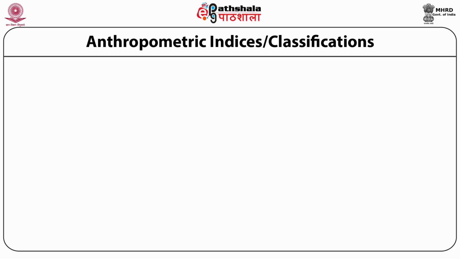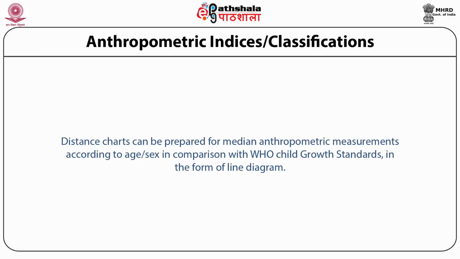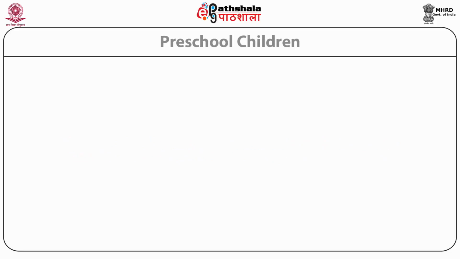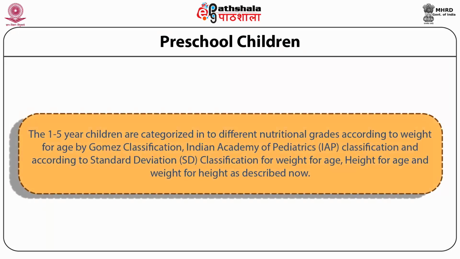Anthropometric indices or classification. Distance charts can be prepared for median anthropometric measurements according to age and sex in comparison with WHO child growth standards in the form of a line diagram. Preschool children: the 1 to 5 year children are categorized into different nutritional grades according to weight for age by Gomez classification, Indian Academy of Pediatrics classification, and according to standard deviation classification for weight for age, height for age, and weight for height, as we will see below how it is being done.